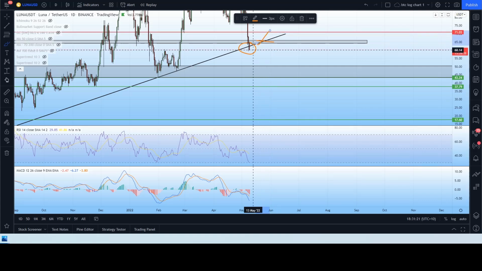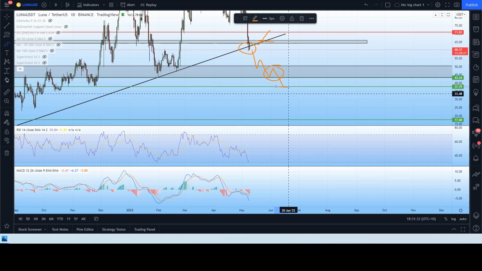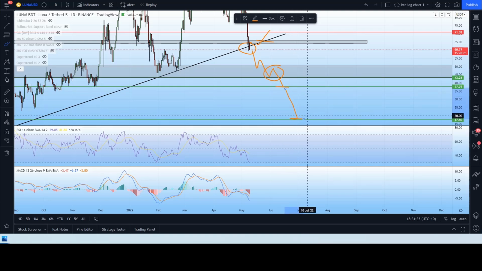For now, the more likely price action will be letting us continue down into this support range, which is around 43 to 50. And if we lose the 43, we will definitely see 37. If we lose 37, we can see $17.60 as a potential absolute low for Luna. So that is done for the video.